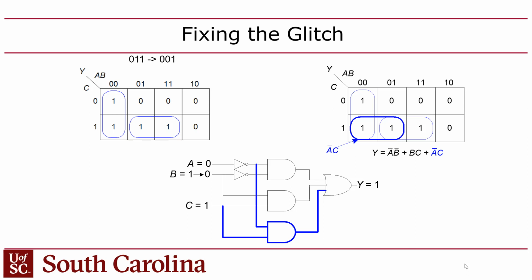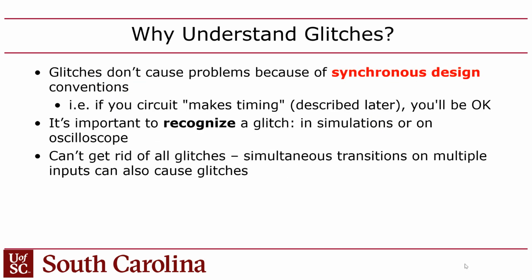Which makes sense because the whole reason the glitch was happening was because the OR gate had that little period of 0. But as I mentioned, it's not a big deal. It's usually something that you can just live with, at least if you have a synchronous sequential circuit.